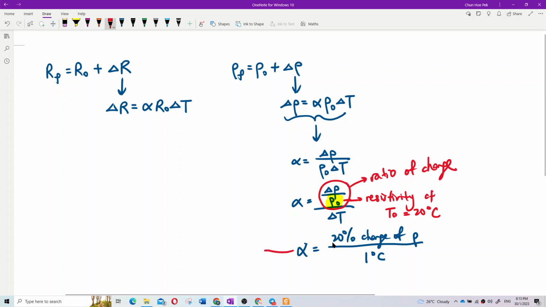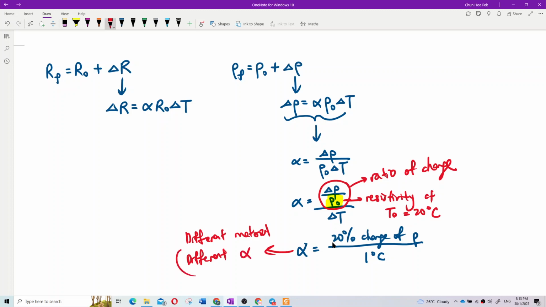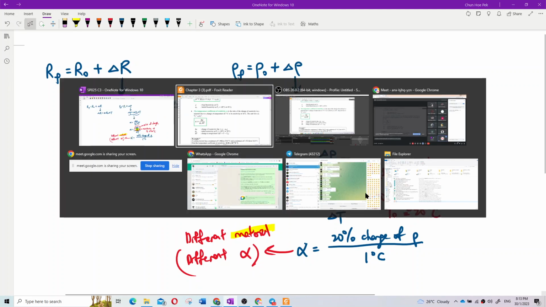This also depends on the material. Different material, different resistivity, all based on material. I hope you can take down notes somewhere, maybe on paper.